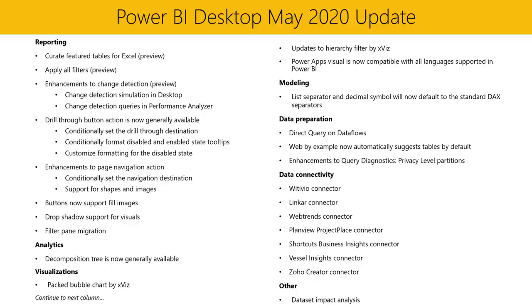This month, we've also updated the Navigator dialog. The Web by Example now automatically suggests tables by default. This should help you save some time and clicks, since you no longer need to click through to extract your tables. Our last update in this section is that we've added an enhancement to query diagnostics. You can now turn on data privacy partitions for query diagnostics. You can find this setting in the Diagnostics tab of the Options dialog.